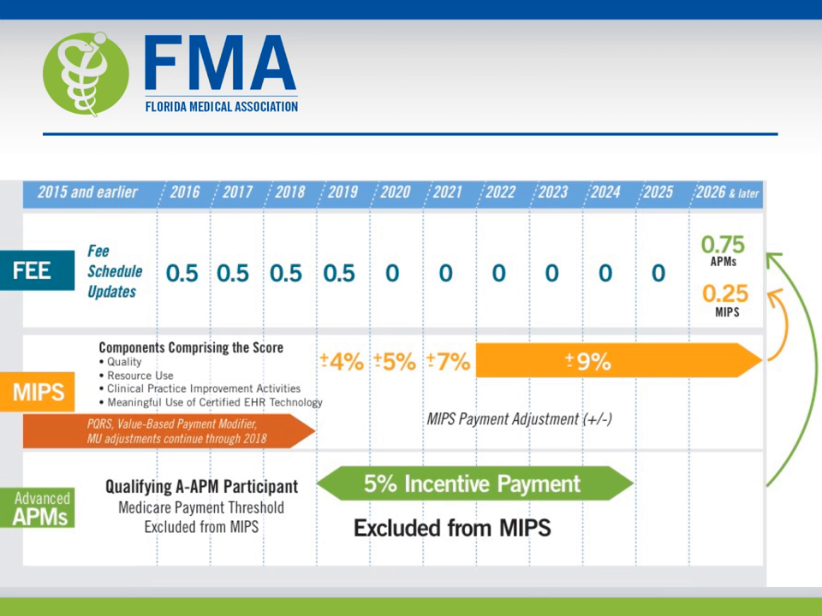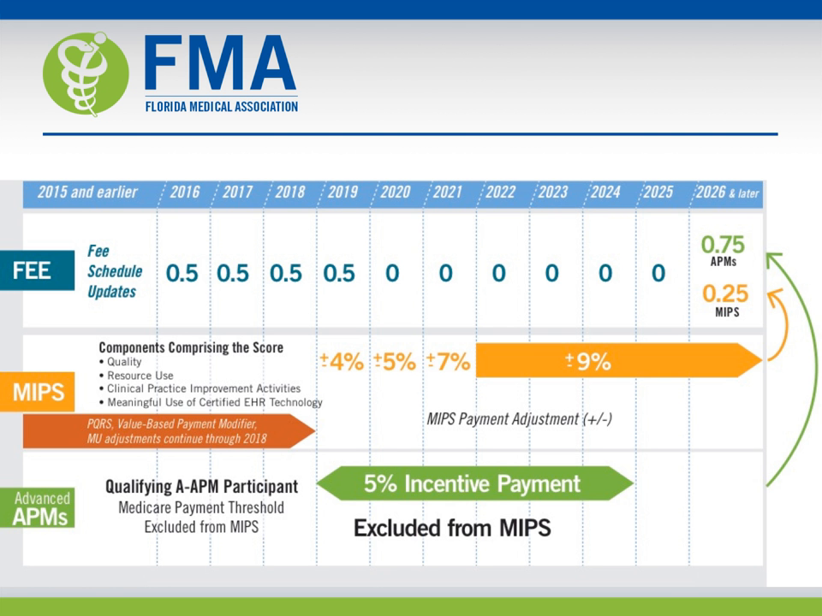Now, there is an alternative to participating in MIPS under MACRA, and that's to be a participant, a qualifying participant, in an advanced APM, or an advanced alternative payment model. Physicians that participate in an advanced APM, and I should use the term sufficiently participate in an advanced APM as defined by CMS, are exempt from MIPS. And from 2019 through 2024, they can earn an automatic 5% Part B payment bonus. So there are significant financial incentives for participating in an advanced alternative payment model if possible.